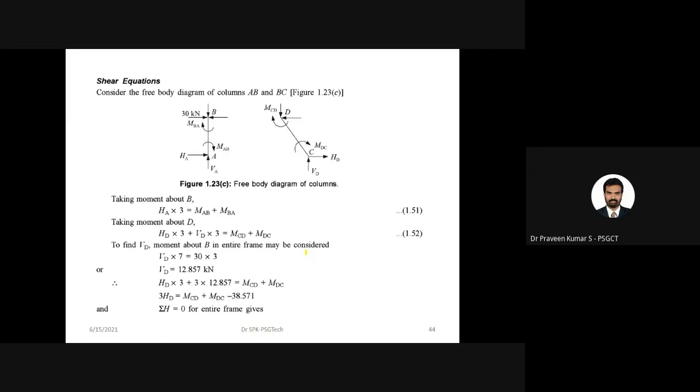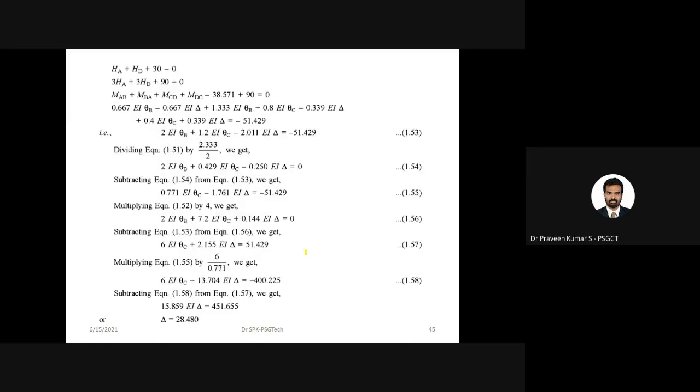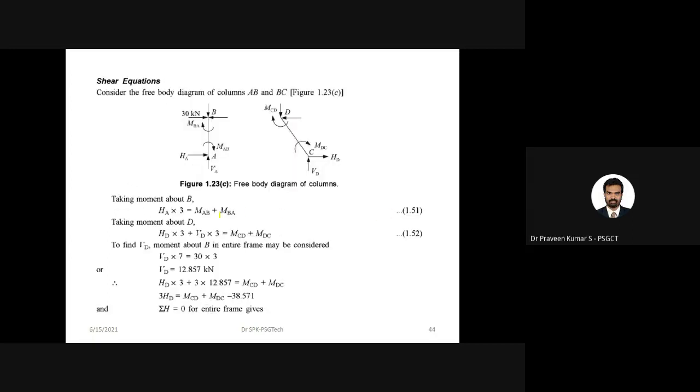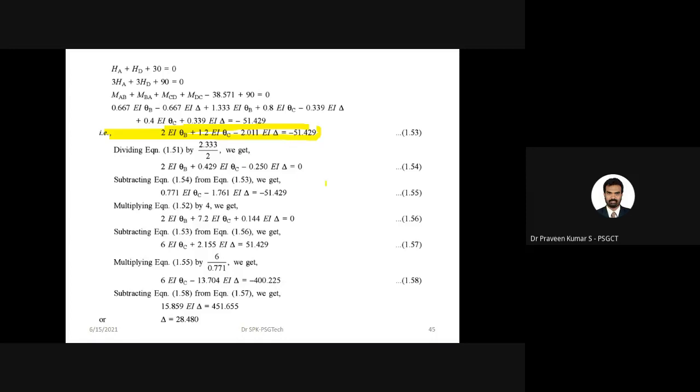So applying the sigma H S equal to 0, you will be getting this equation. Finally, after resolving the equation, it is purely a mathematical calculation, so you will be getting this value into account. Dividing this equation with respect to this 2, we will be getting these values. You do the multiplications and subtracting the equations, we will be finding the value of del initially.